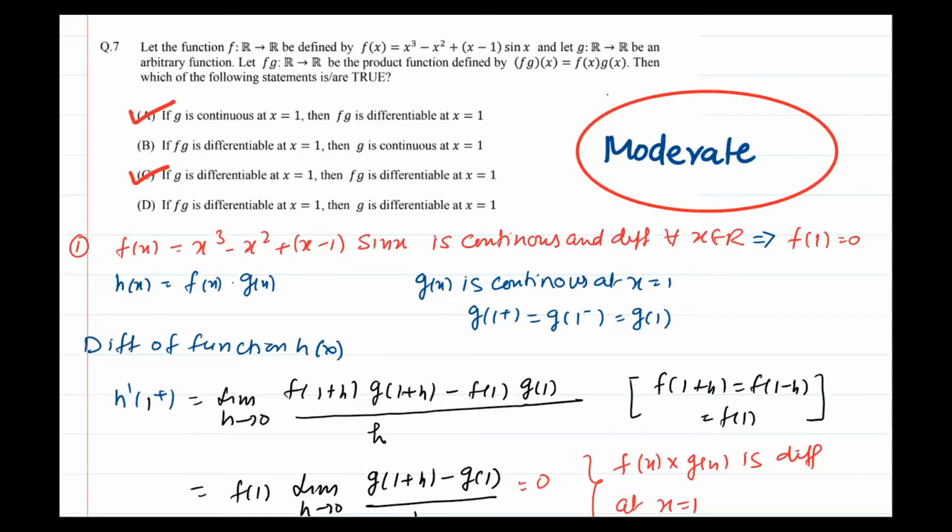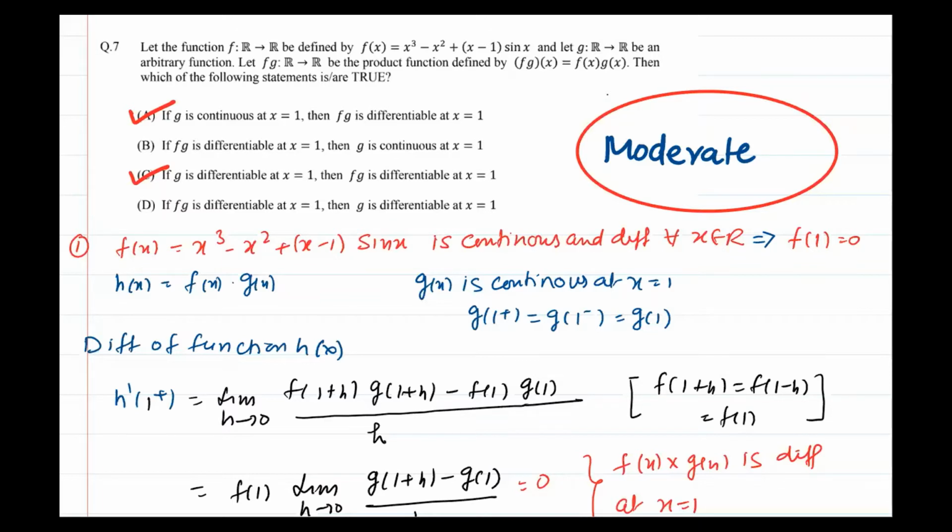So question number 7. Let the function f from R to R be defined by f(x) equal to (x cube minus x square plus x minus 1) into sin x. Let g from R to R be an arbitrary function. Let f·g from R to R be the product function defined by (f·g)(x) equal to f(x) into g(x). Then which of the following options are true?